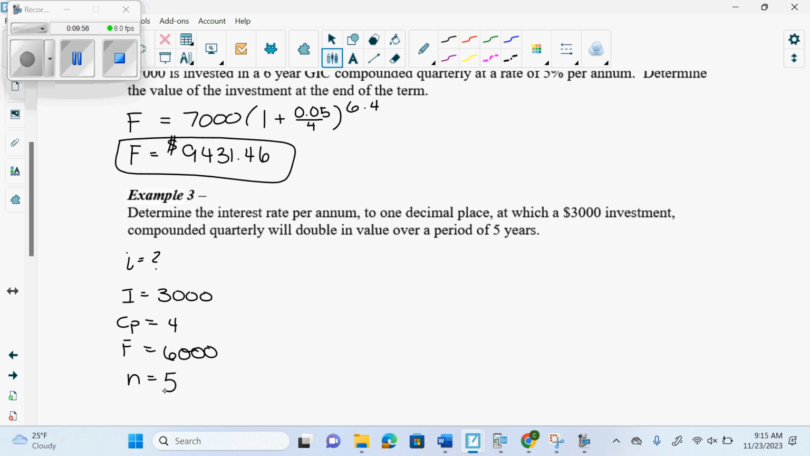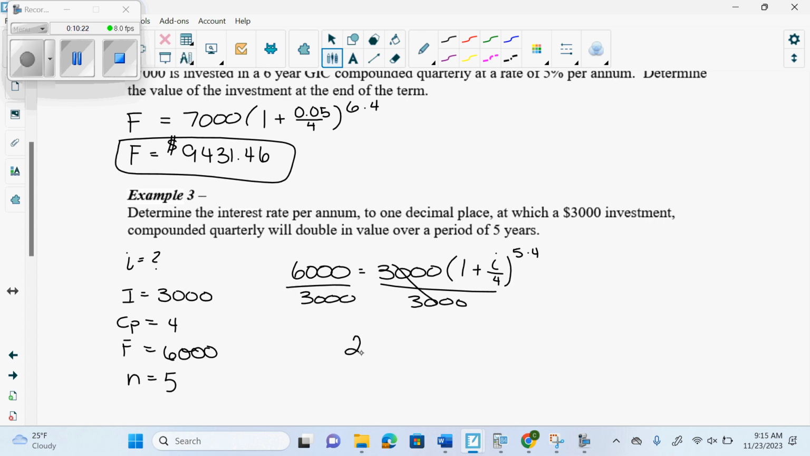Okay. So let's see if you guys did the math right, because this one usually hangs people up. So we get 6,000 equals 3,000 times 1 plus i divided by 4, to the 5 times 4. Okay, so we divide by our initial first always, and we get 2 equals 1 plus i divided by 4 to the 20.